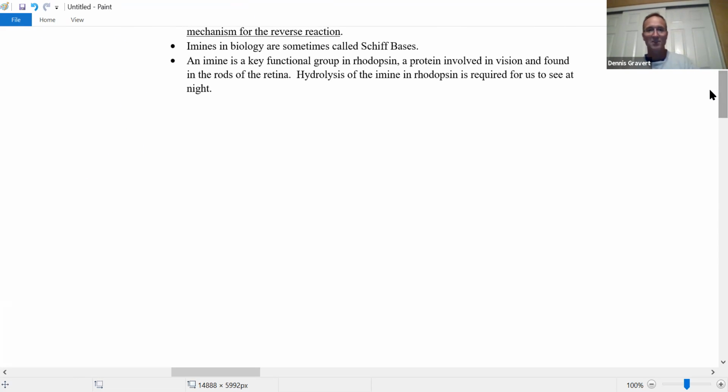Let's do it with acetone. And just so it doesn't get too messy, let's use methylamine. And what kind of nucleophile are amines? Go back to SN2.